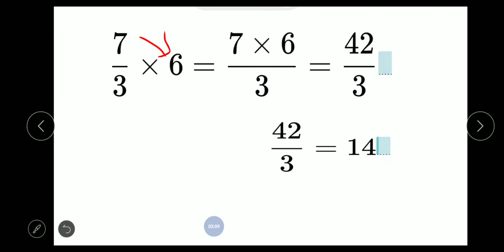Therefore, change it to a mixed fraction. If it is completely divisible, you can write the answer. 42 by 3 is equal to 14. So the final answer is 14.